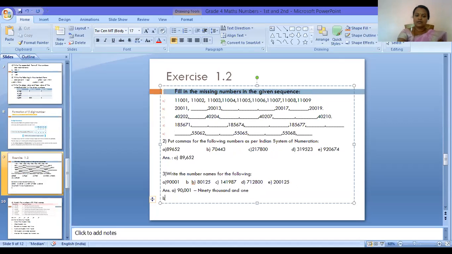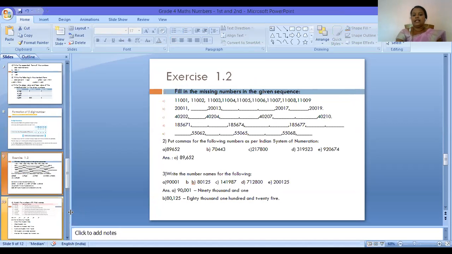Similarly, let's check with question B, 80125. Again, I would be separating this with a comma. So this is read as 80,125. So I want questions C, D and E to be done in your notes as practice.